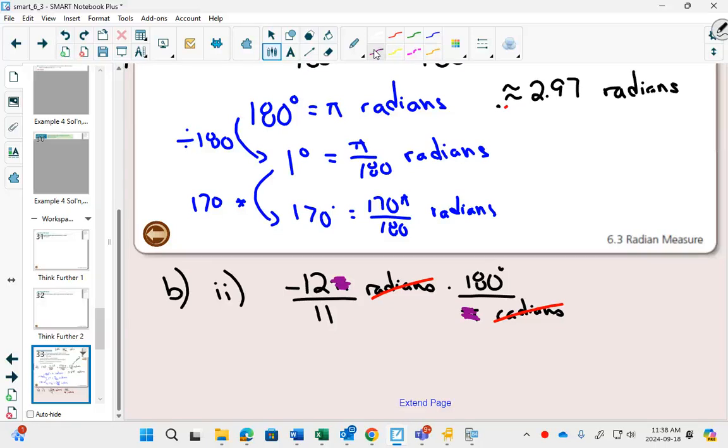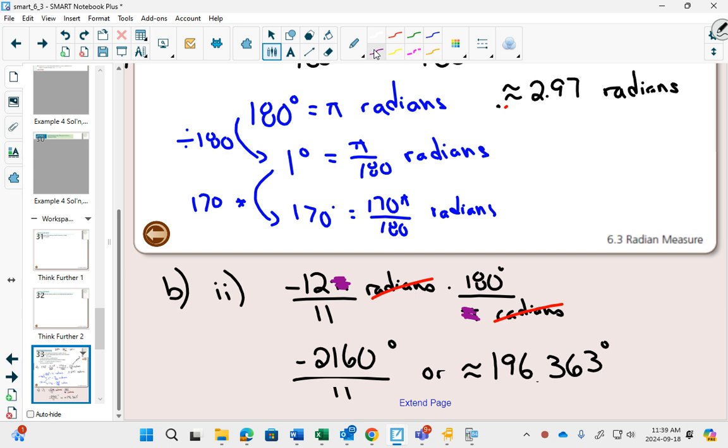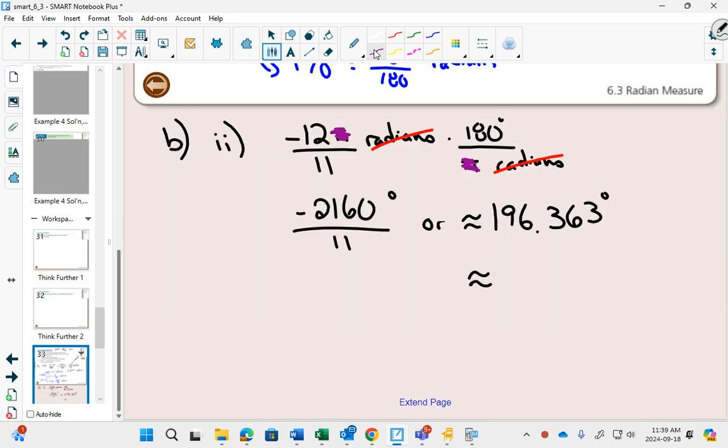So I'm just going to go to my calculator. 12 times 180. And does it ask us to round to the nearest tenth? So a rounding error is an E6 error. Okay? For getting the units is an E5 error. So if you write an answer in degrees, you need to have the degrees sign.